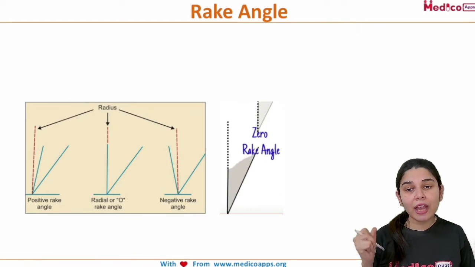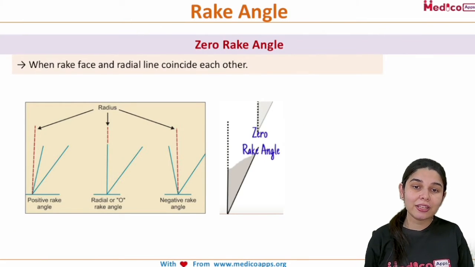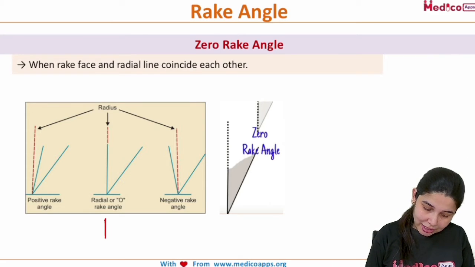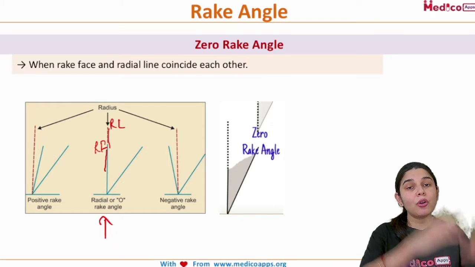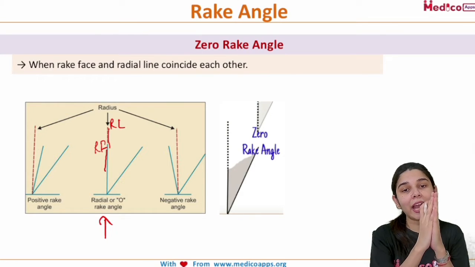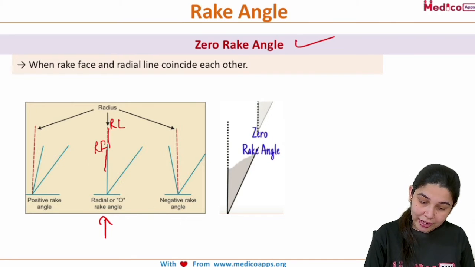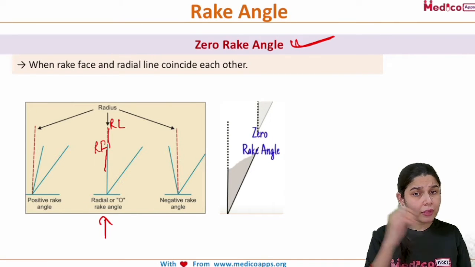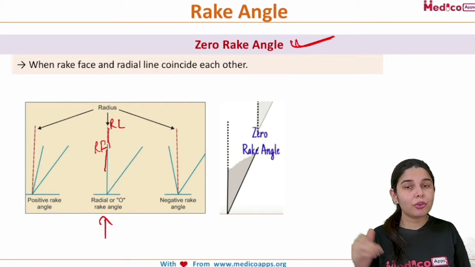And lastly, we are going to quickly discuss the zero rake angle. What exactly is zero rake angle? As you can see in this image, this is the radial line, this is the rake face. Now, the radial line is coinciding with the rake face. So when the rake face and radial line coincide with each other, that is known as zero rake angle. I hope you have understood the negative, positive and zero rake angle.